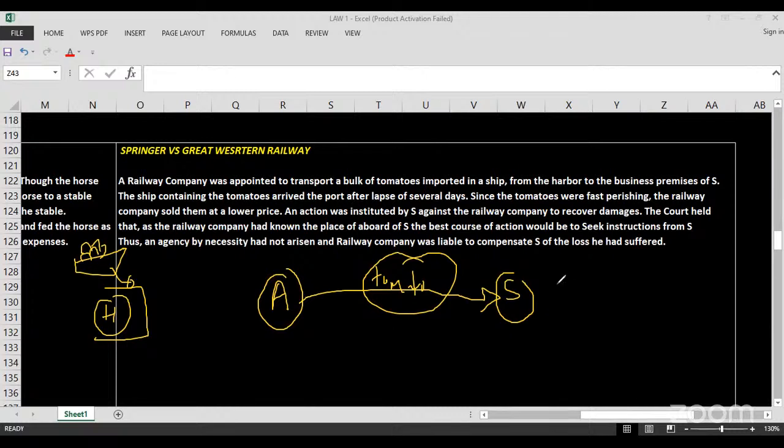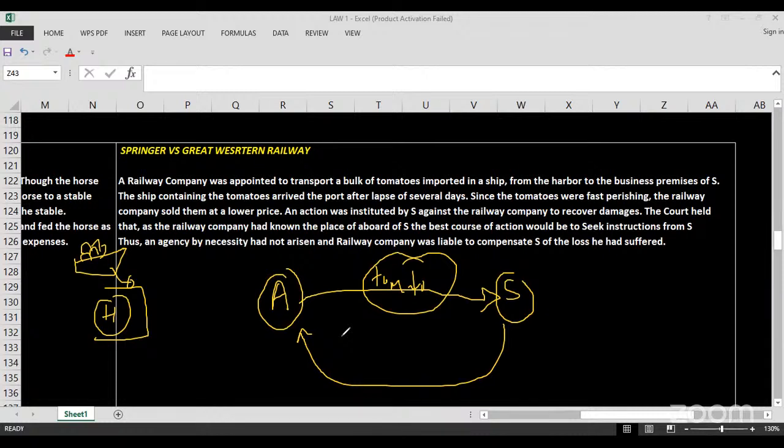An action was instituted by S against the railway company to recover the damages. Now, what does S tell A? Why did you sell our tomato? Who told you to sell our tomato? Even if you have sold at a low price, we want the damages. You pay us, you compensate us.